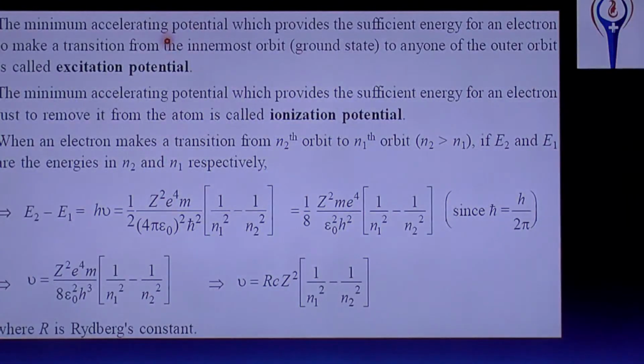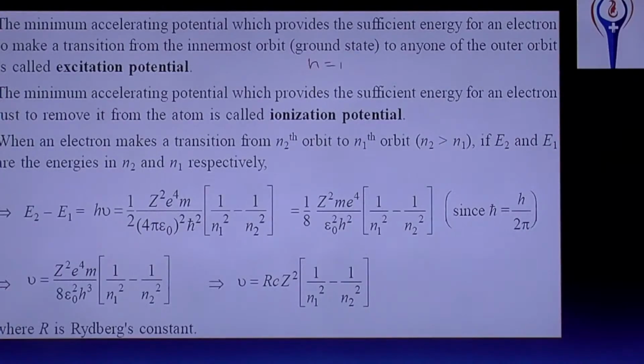The minimum accelerating potential, which provides sufficient energy for an electron to make a transition from the innermost orbit to any one of the outer orbits, is called excitation potential. The innermost orbit is what we call the ground state, for which n equals 1. Ground state means n equal to 1.